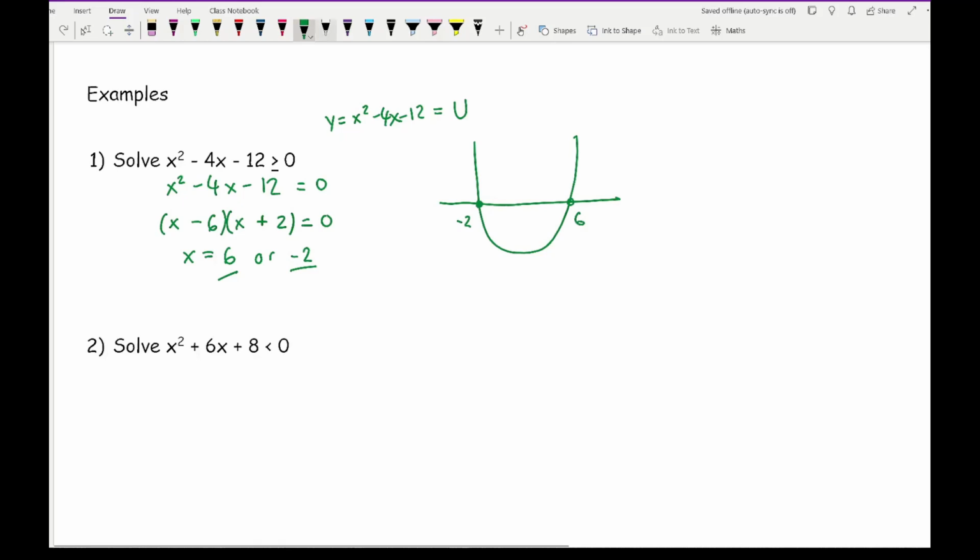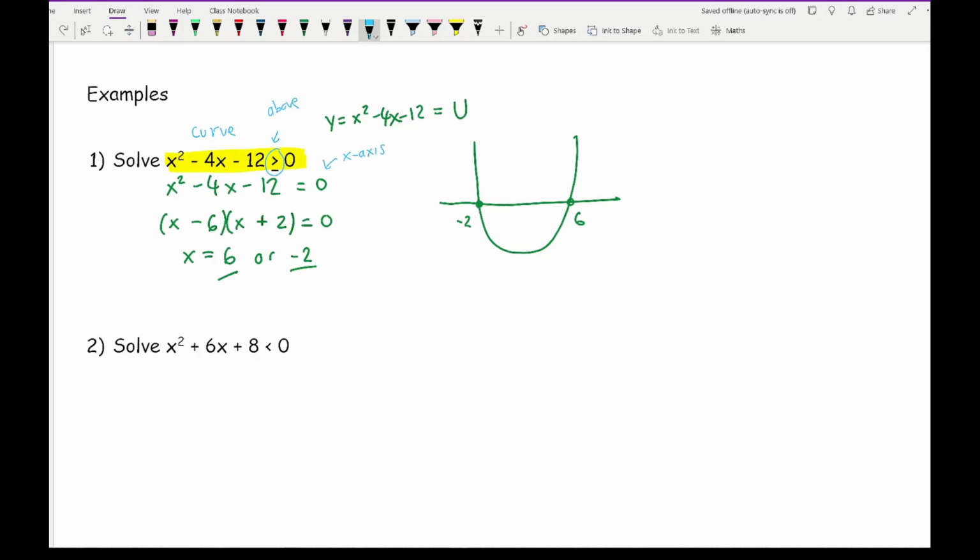Now for this, I then need to look at the actual question, whether it's less or equal to 0 or greater or equal to 0. Now for this, it says that I want where the curve is above, and 0 is the x-axis.